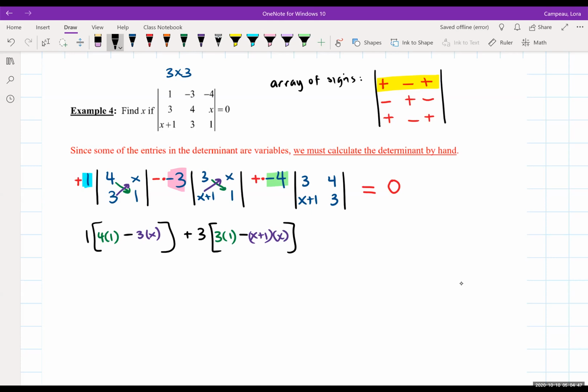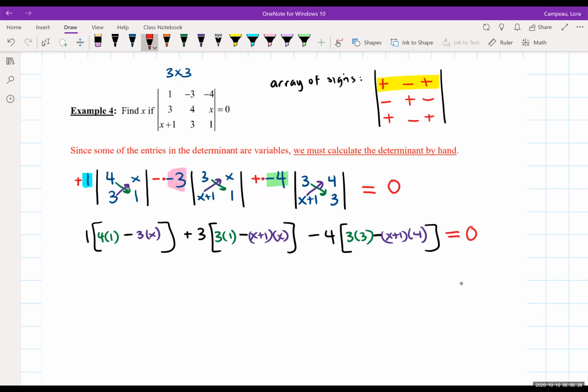Same story with the -4. We have positive times negative, which will give us a -4. We then calculate the determinant of this 2 by 2 matrix. So we have 3 times 3 and x plus 1 times 4. And reminding ourselves that we're subtracting the products. So keep that in mind. We still have this expression equal to 0, reminding ourselves we're solving an equation.